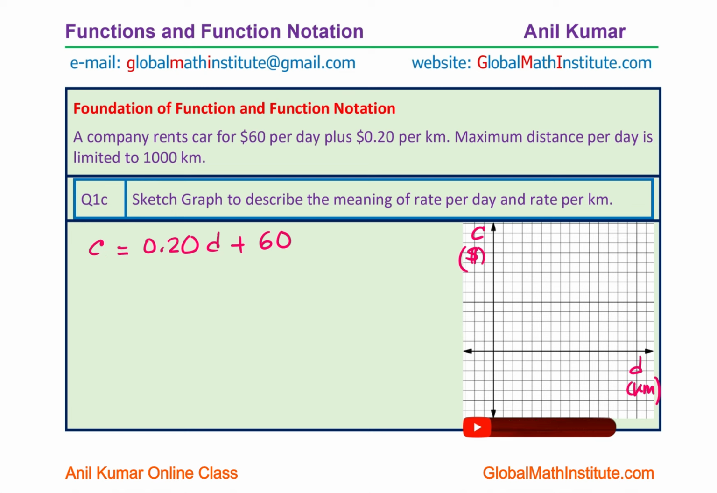Well, if you don't drive at all, then it is $60. So let me say each division is 20. So the third division here will be $60, right? I made a scale of $20 each. This is 20, 40, 60, correct?